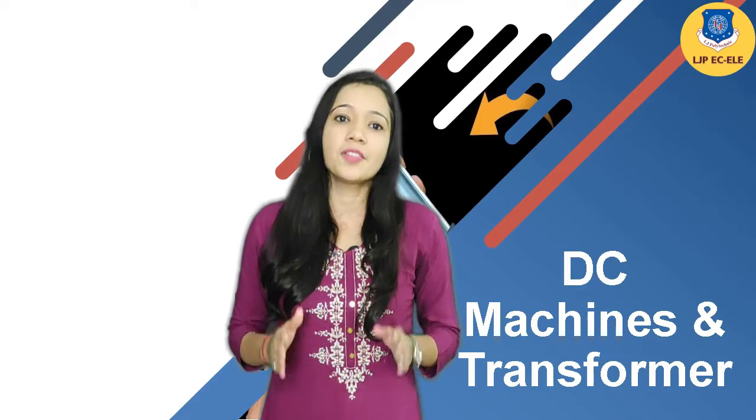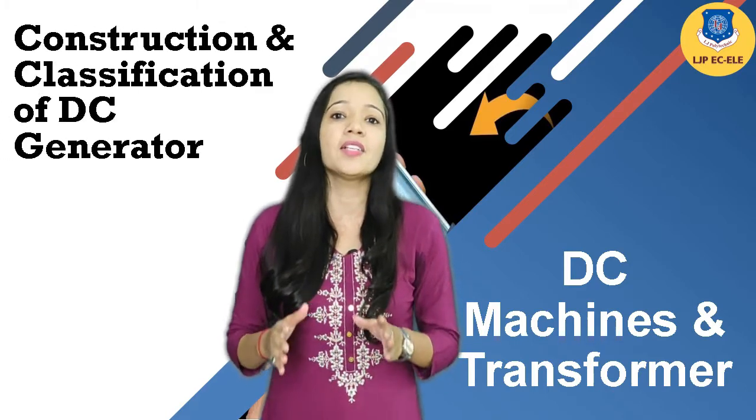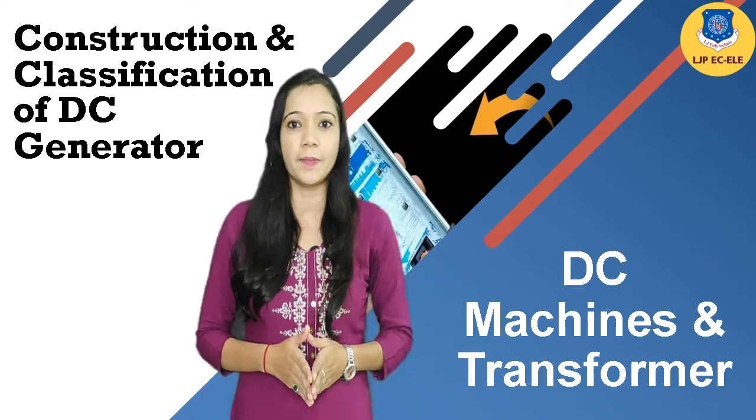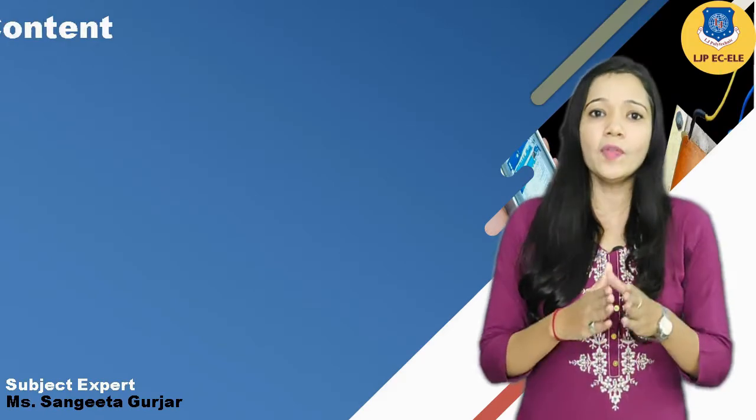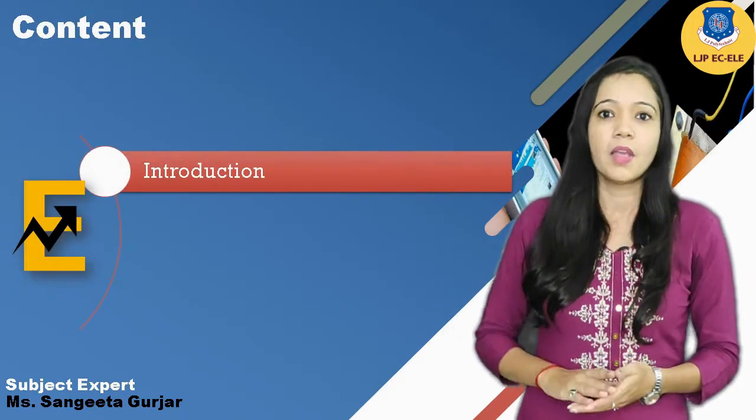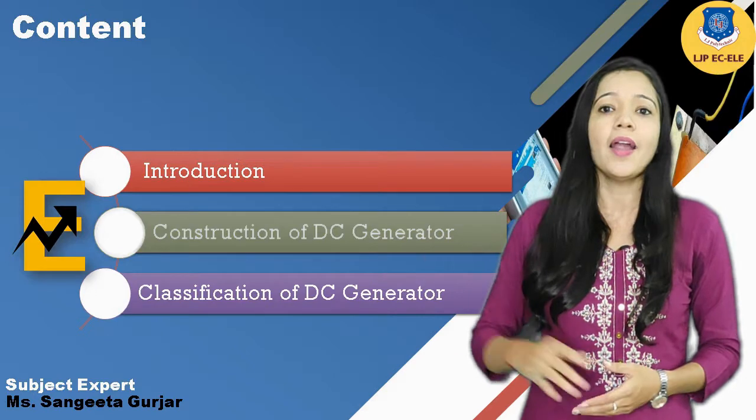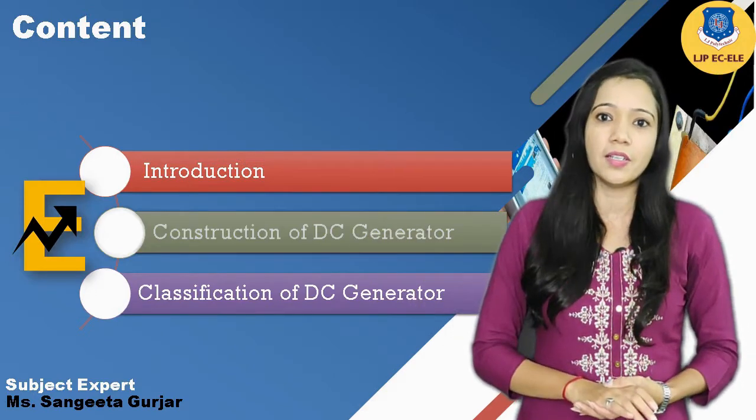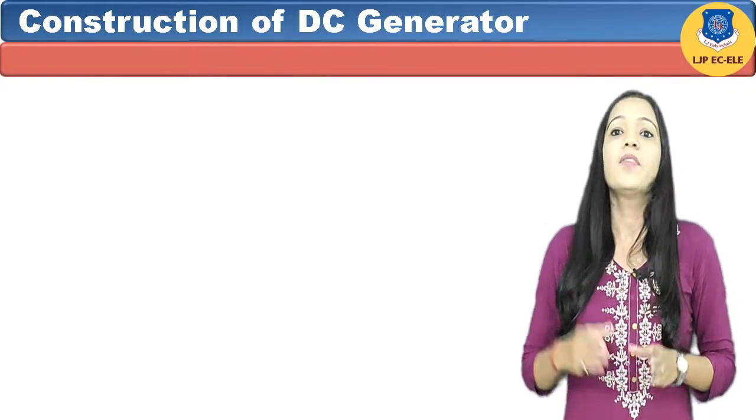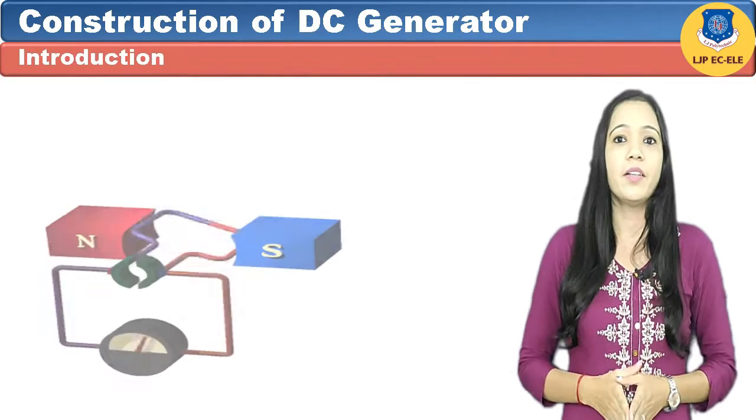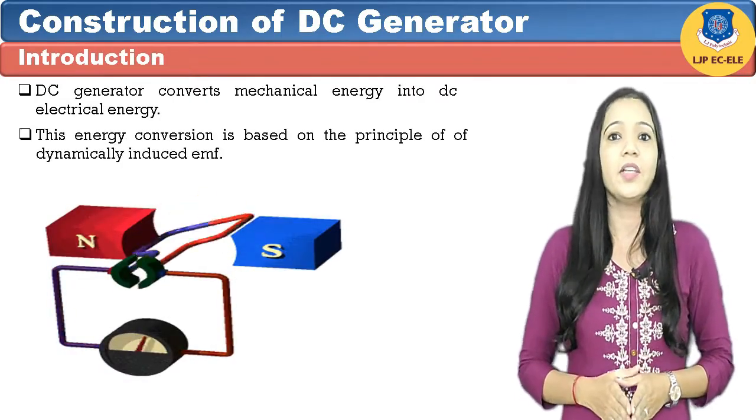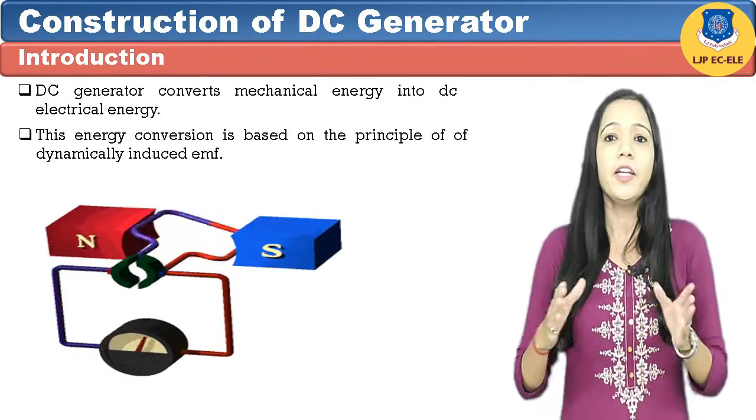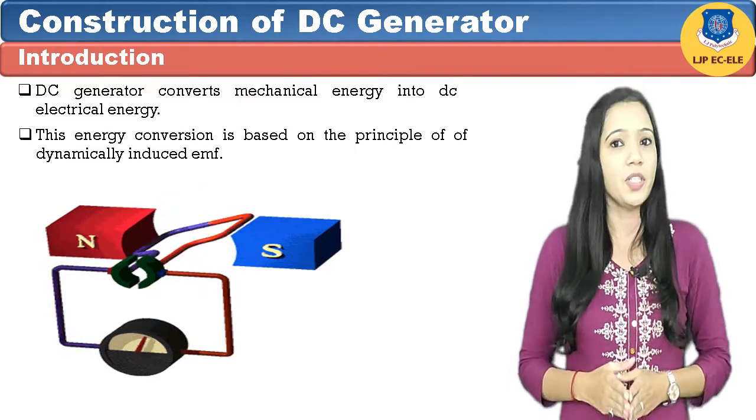Today we will discuss the construction and classification of DC generator. So let's move to the content. We will discuss the introduction, construction of DC generator and the classification of DC generator. The basic principle of DC generator is that it converts mechanical energy into electrical energy. It works on dynamically induced EMF.